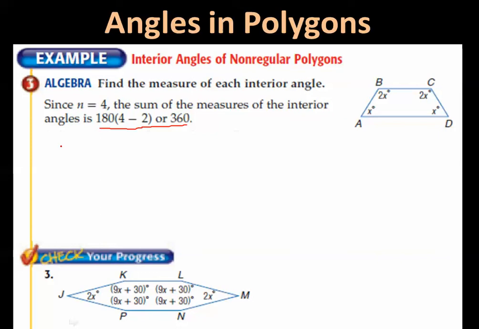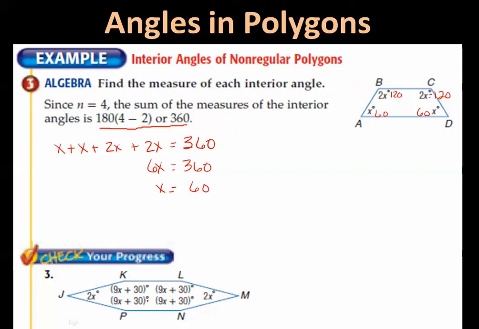So if I want to find out what x is, I can say x plus x plus 2x plus 2x is going to equal 360. You're going to add all those x's together. That's 1, 2, 3, 4, 5, 6. Do some mental math here. 360 divided by 6 gives you 60. So x is going to equal 60. So that's 60, that's 60, that's going to be 120, and that's going to be 120. So we found the measure of each interior angle.